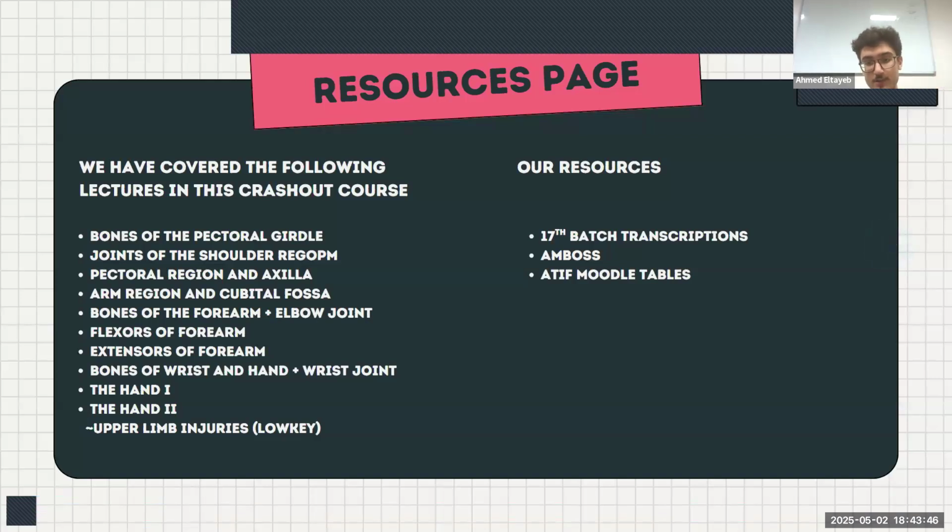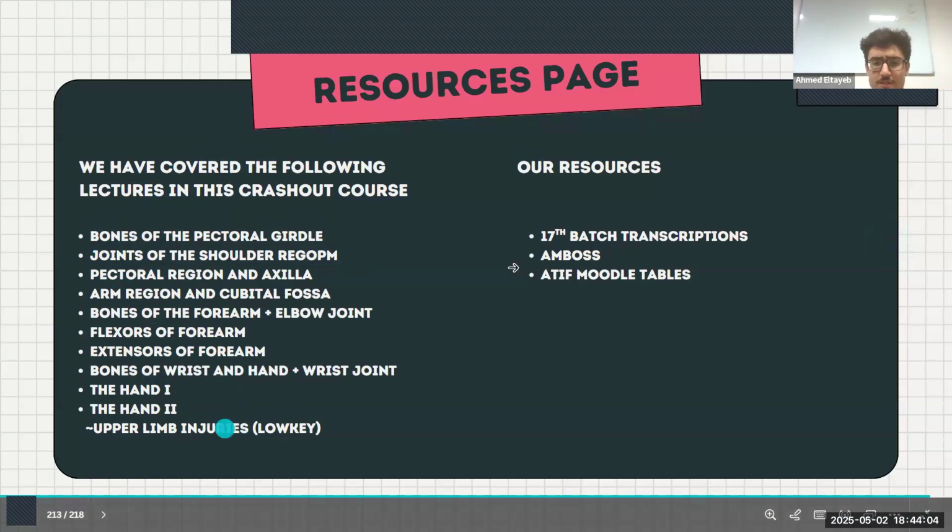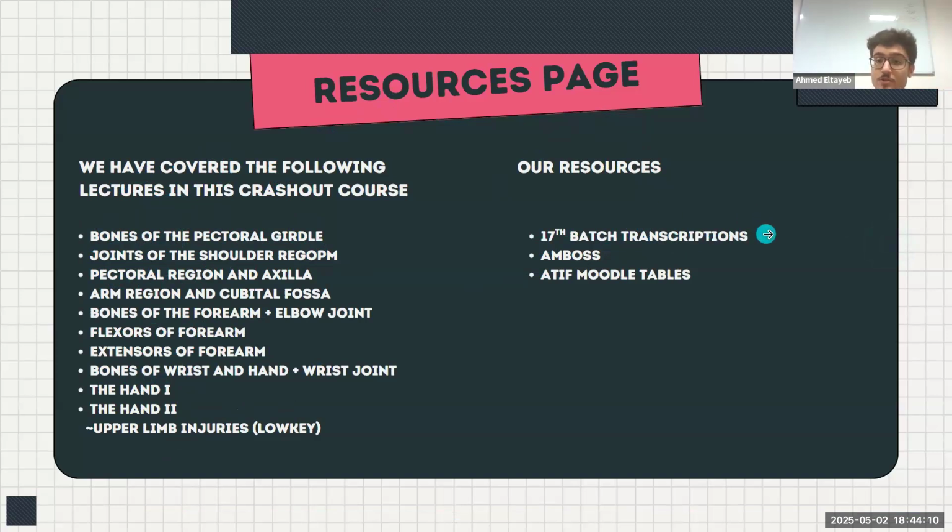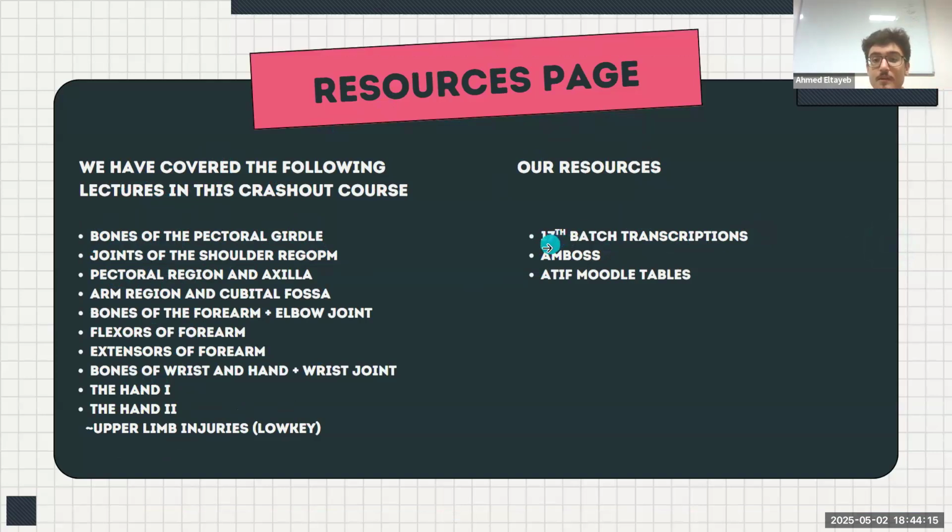And with this, we conclude our long session. We have covered the following lectures in this crash-out course, although I'm thinking I'm the one who crashed out. We have bones of the pectoral girdle and joints of the shoulder region, which were covered by Ahmed and by me, and we also touched upon upper limb injuries. We have used the following resources: the 17th batch transcriptions. Thank you so much to both Yahyas, and even Yazan helped us with them. Amboss, thank you, Bilal Dawood, and Atif. The Atif Moodle tables were provided by Yahya Mutawalli. Thank you so much.